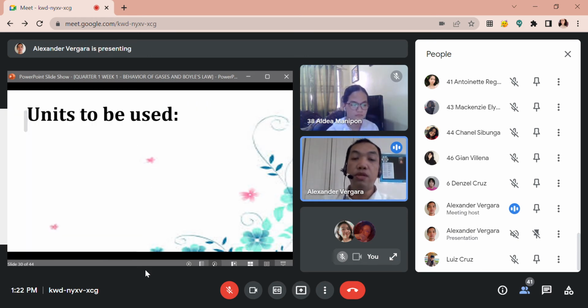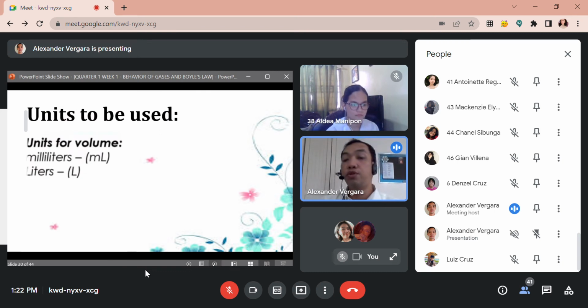Of course, you're using volume, so you can use milliliters or liters. But as much as possible, if we are talking about gas law, you use ml or milliliters. So if the given is liters, then convert it into ml. For example, if the first volume is in ml and the second one is in liters, then use ml. But if both volumes are in liters, no need to convert anymore.